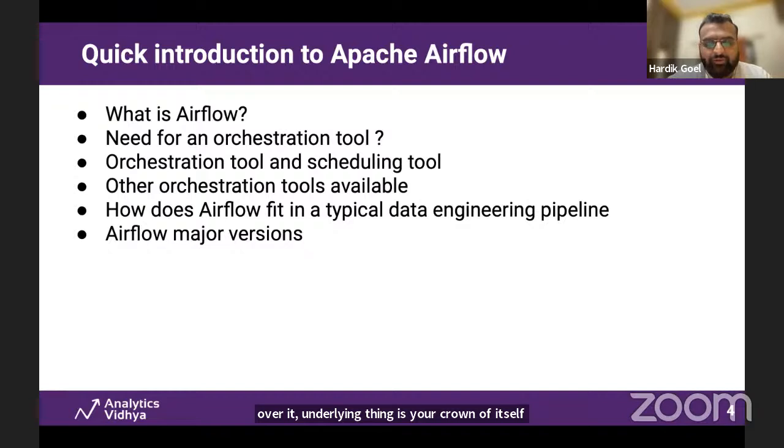So in Airflow, you also have a schedule interval option, wherein you can set the interval when you want your jobs to run. Okay, we'll see this in the demo. At that point of time, it would be much clearer. Next, let's move to other orchestration tools available. I think we already talked about this: Oozie, Autosys, Luigi, etc. How does Airflow fit in a typical data engineering pipeline? We talked about this also, that it's just an orchestration and scheduling tool.